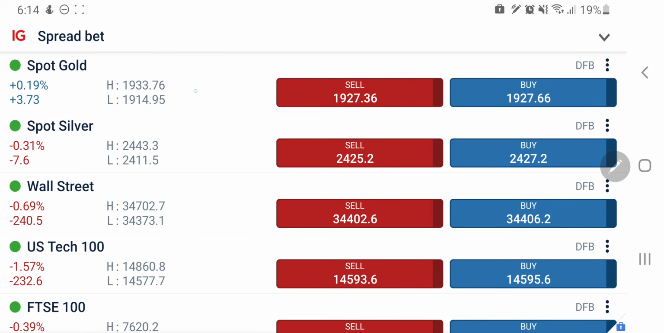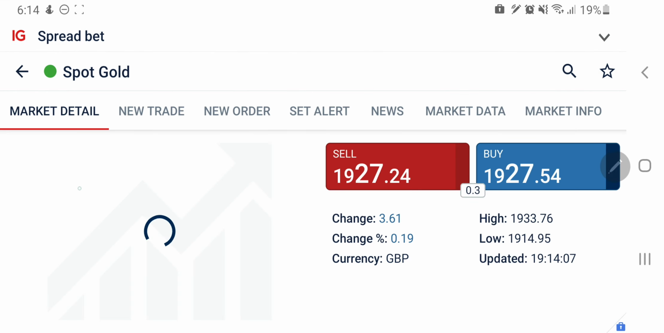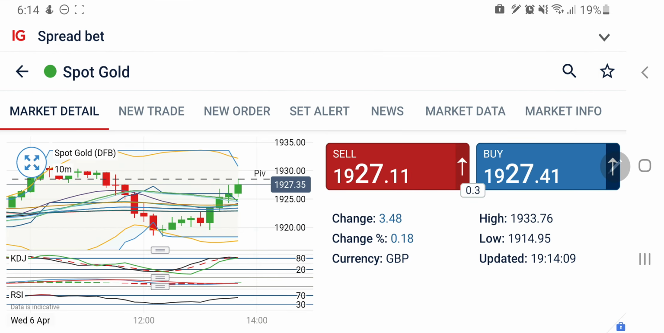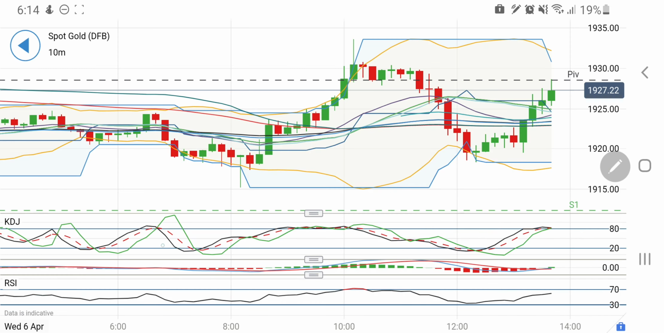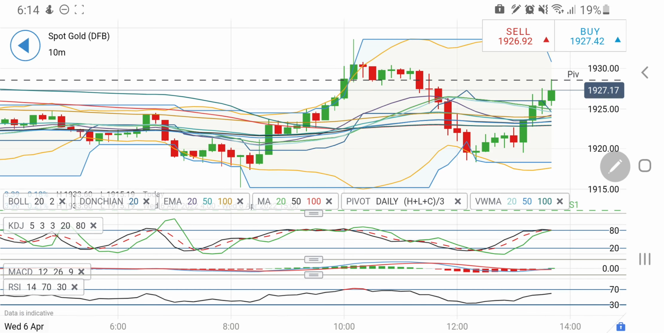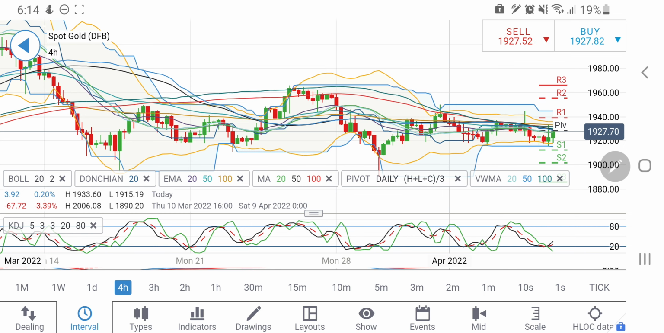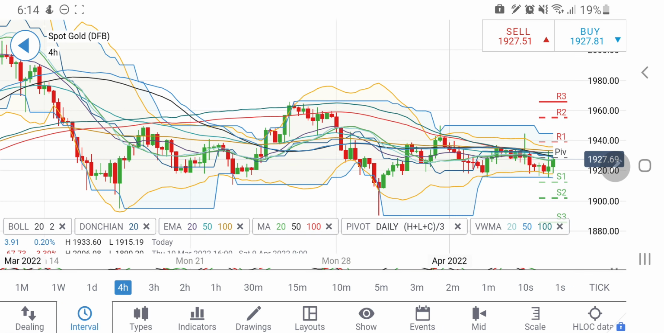Now let's start the day with gold first. Gold right now is trading at 1927 levels. For the day it has seen a low at 1915 and a high at around 1934 levels.